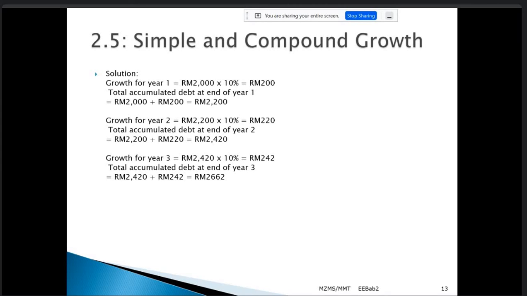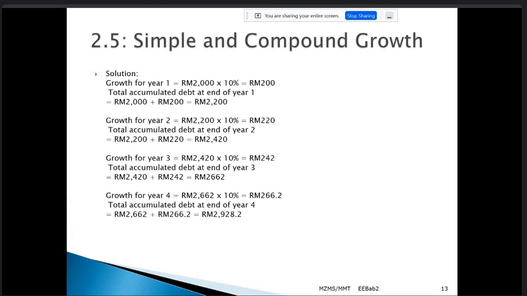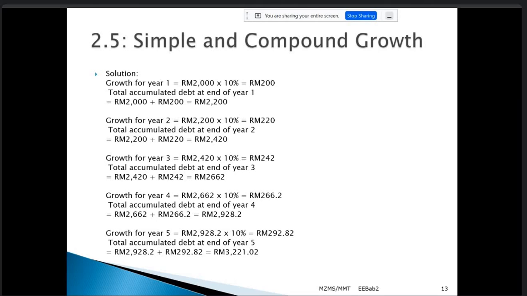So at the end of year three, you will get 2420 plus 242, which is 2662, and then 2662 goes into year four. Multiplied with the 10%, you will get 266.2. And then the accumulated debt at the end of year four is 2928.2. And then finally, for the growth of year five, you will get 292.82. Then the accumulated debt at the end of year five is 3221.02.